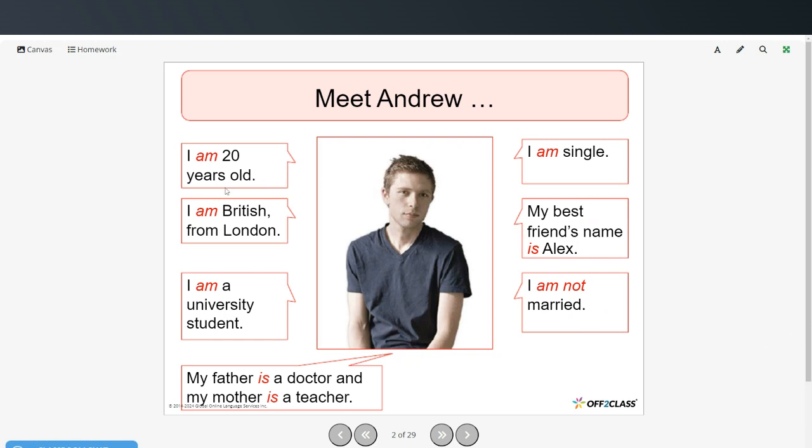He says, I am 20 years old. I am British from London. I am a university student. My father is a doctor and my mother is a teacher. I am single. My best friend's name is Alex. I am not married.